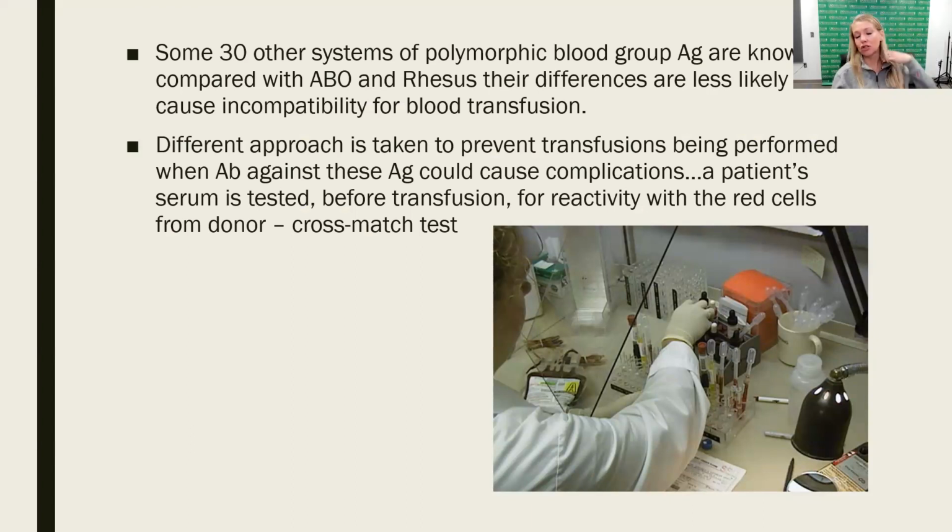Now, ABO and Rh are two of the big ones that we're most concerned about because they tend to be the most antigenic. But there are about 30 other blood group antigens that are known and that are tested for, but not with the stringent first-line testing that ABO and Rh have done.